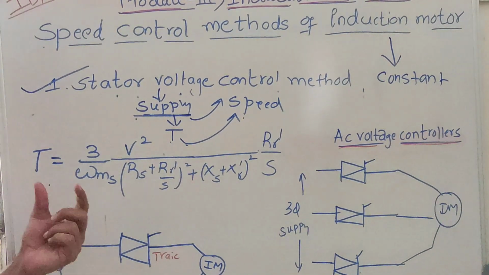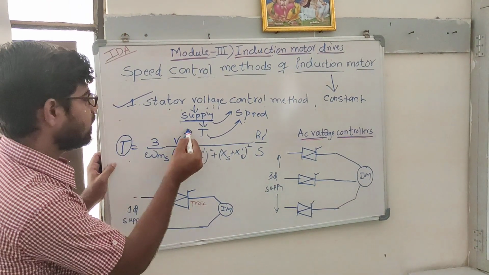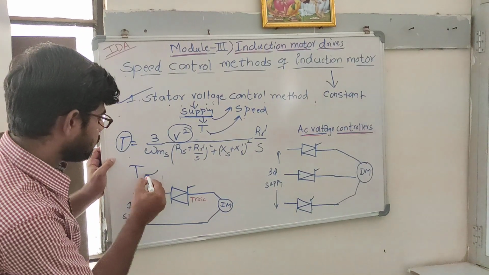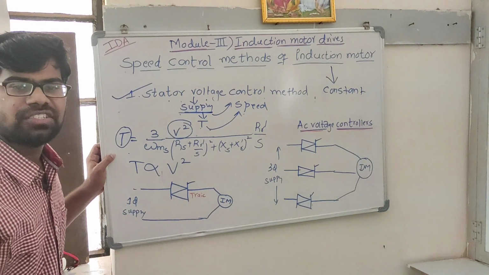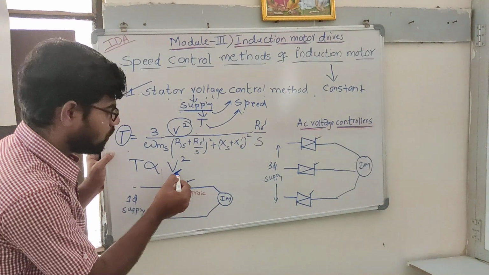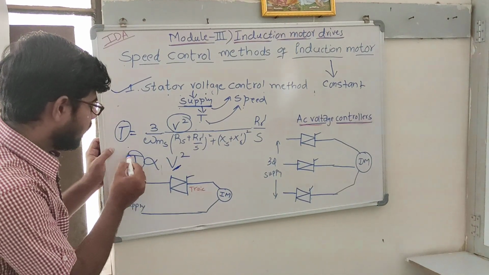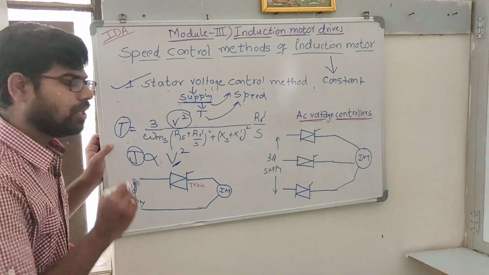From this equation, can you observe that there is a T and there is a V? What is the relation then? T is proportional to V square. So as you vary the voltage here, T can be varied. We can vary the torque of the motor.